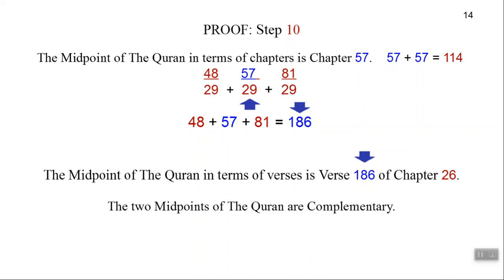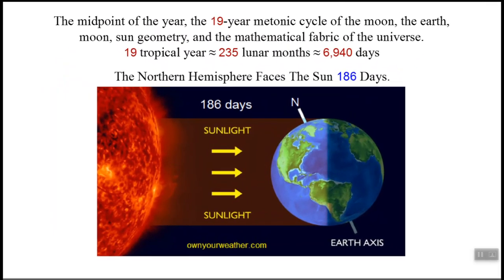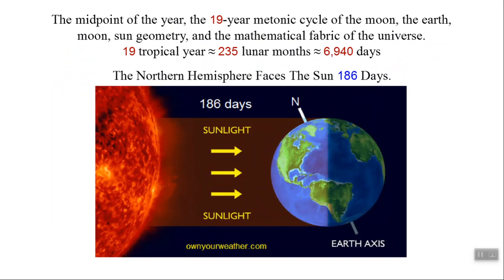And this is what these 2 midpoints are about. They are about the midpoint of the year, the 19-year metonic cycle of the moon, the earth, moon, sun geometry, the mathematical fabric of the universe and the Quran, and the true nature of reality.